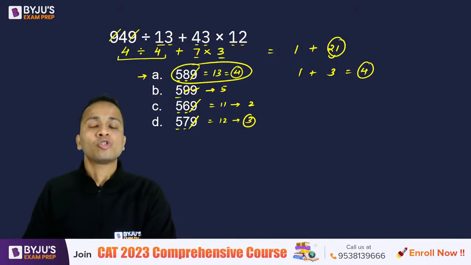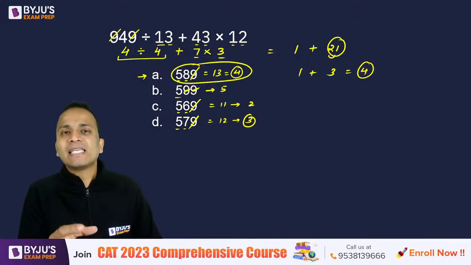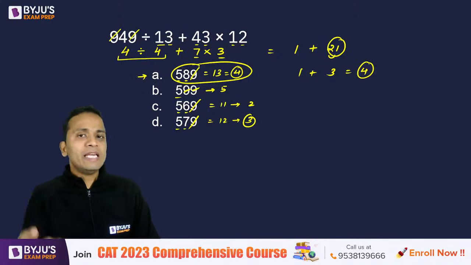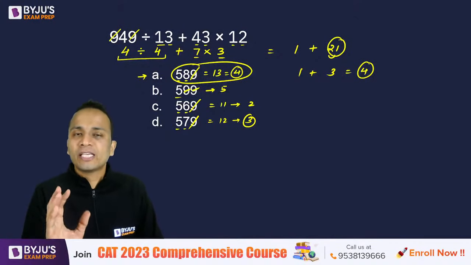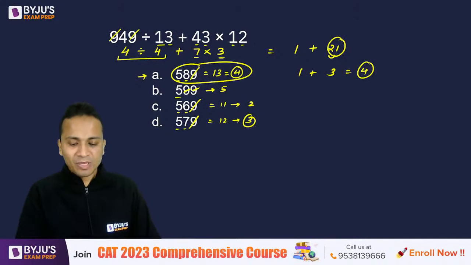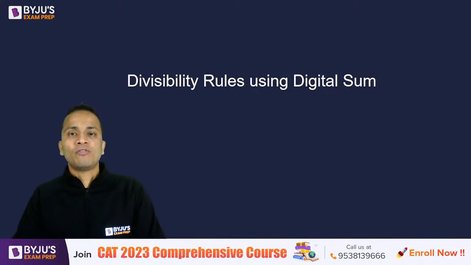Absolutely, Pratyush. So your answer was absolutely correct. Okay. So these are very basic examples that I've taken, but you can extend this technique to any random calculation expression to get the final answer using digital sum. All right, fine. Now let's move on towards the second application of digital sum.